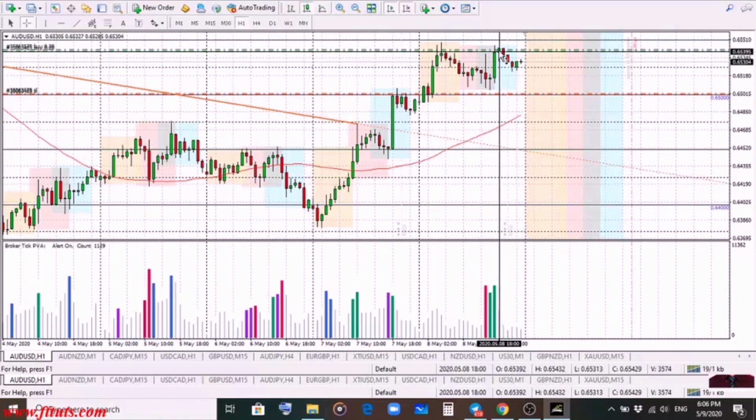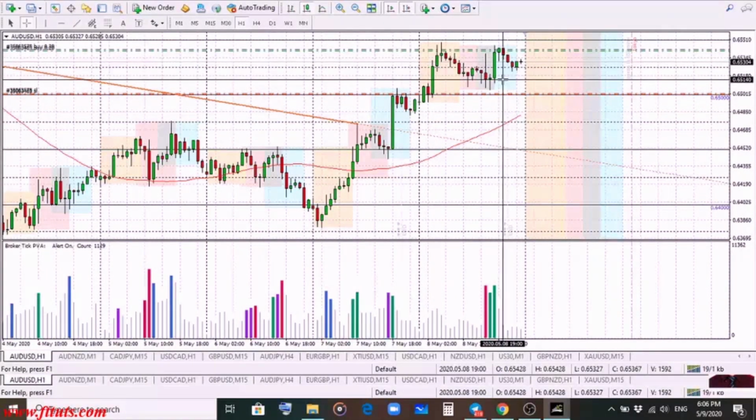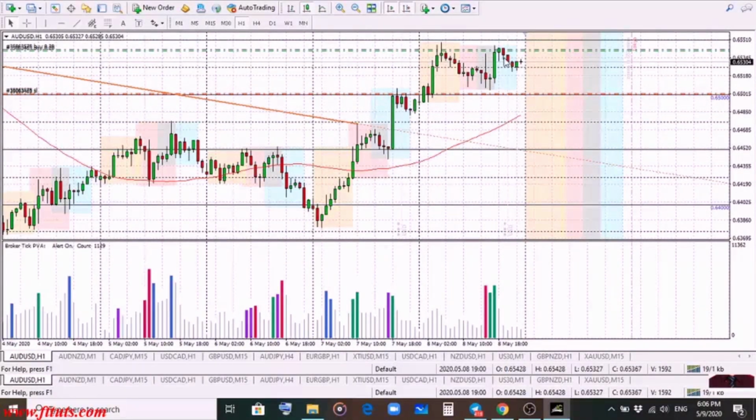Then after that I forgot that the New York session was going to end soon. When the New York session is going to end, usually the price will be slightly abnormal, a little bit of a pullback, because there's no more volume to push the price moving forward.